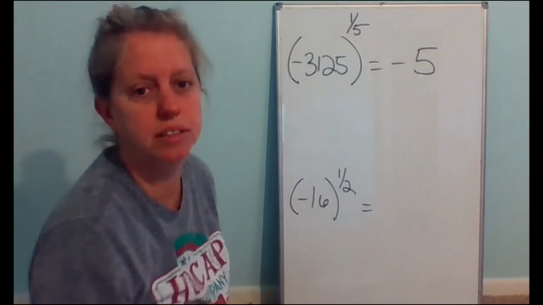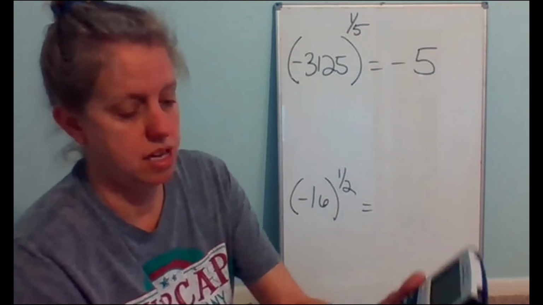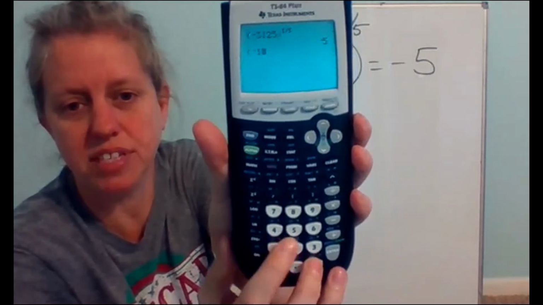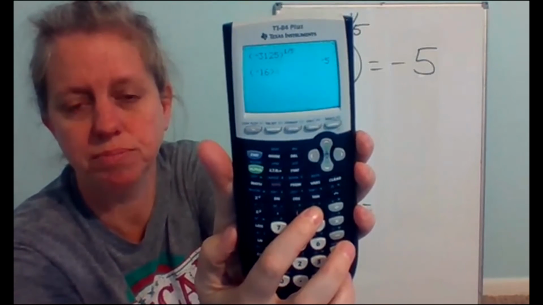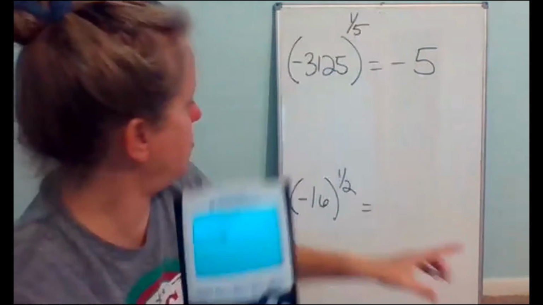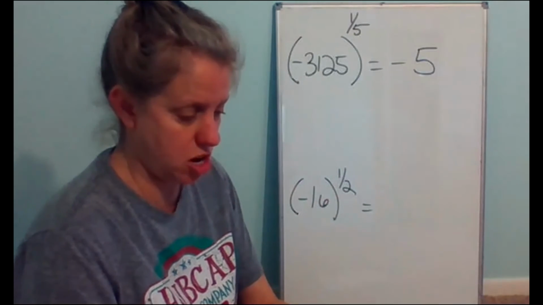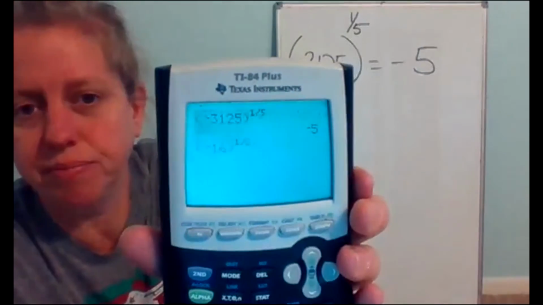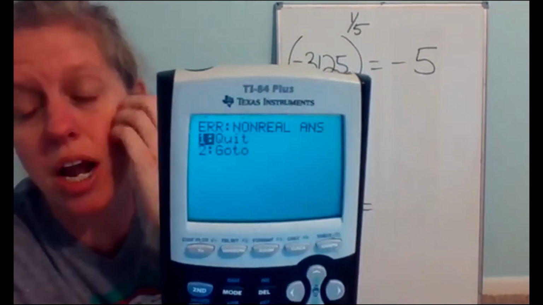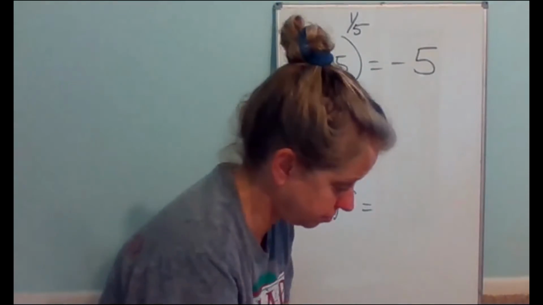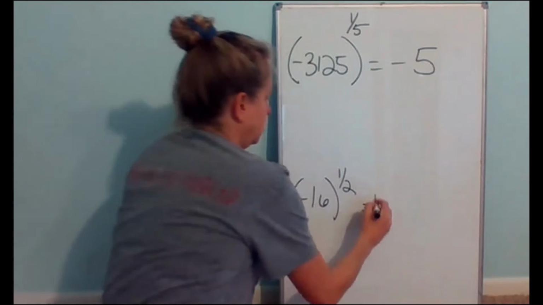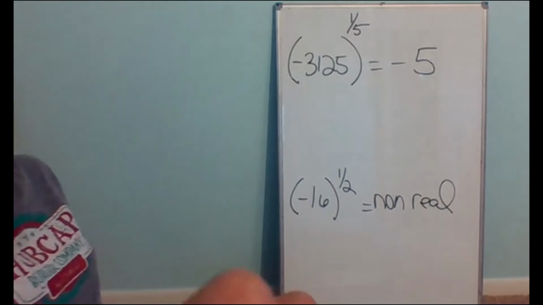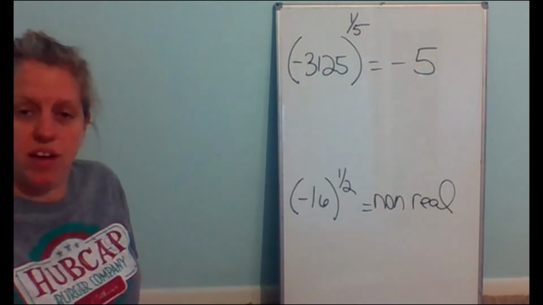Let's do this one. Again, open parentheses, -16, close. Now, what is my exponent? 1/2. So go up into your exponent, 1 divided by 2. Look what you get. Error, non-real answer. So let's talk about why one of them has a solution and why one of them doesn't.